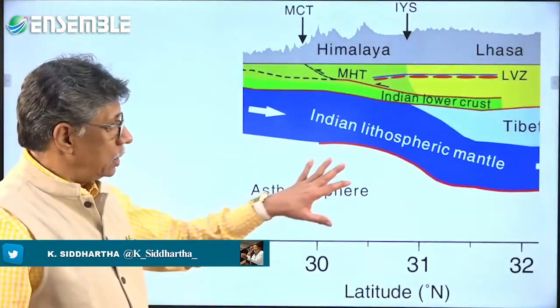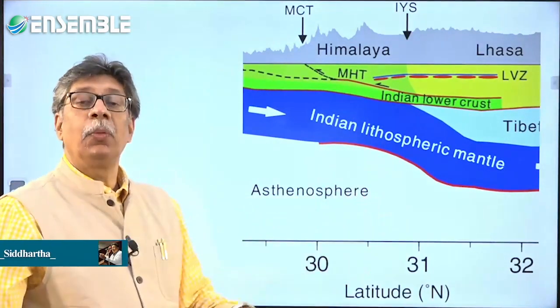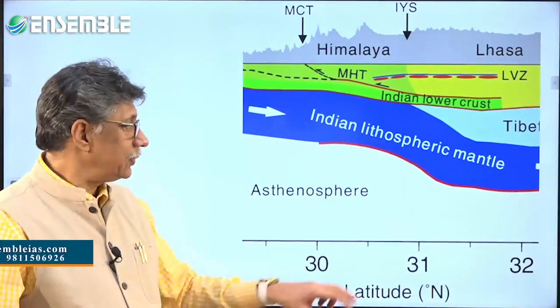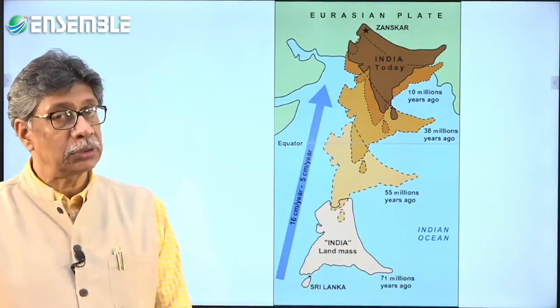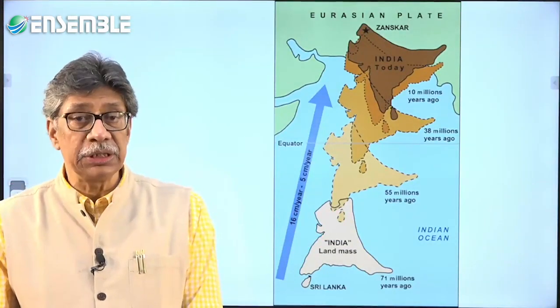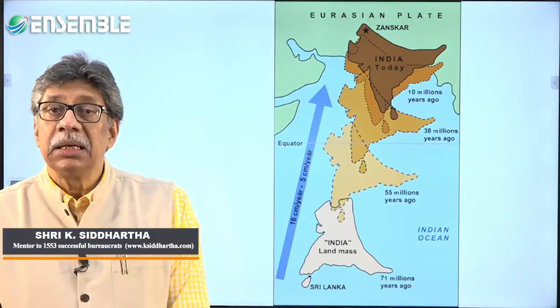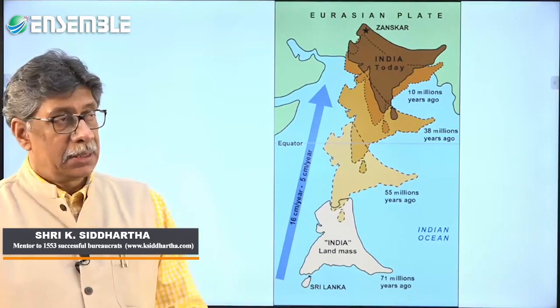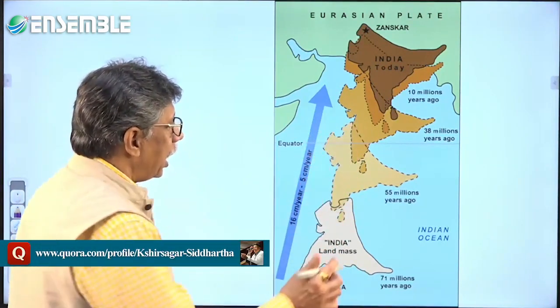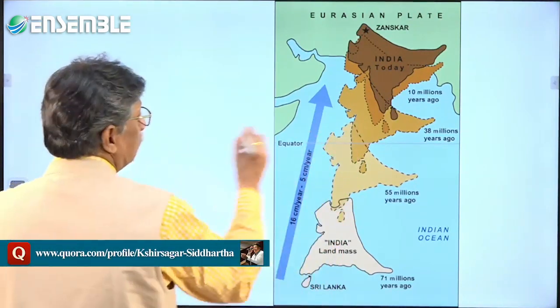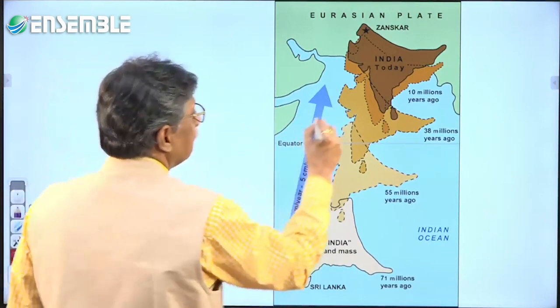Now, this is the diagram of it. While this was taking place, there was another event that was also taking place at the same time. As India was moving northward, the collision was taking place. This collision was taking place in such a manner that India moved northward, and after having moved northward, as you find it, it turned.